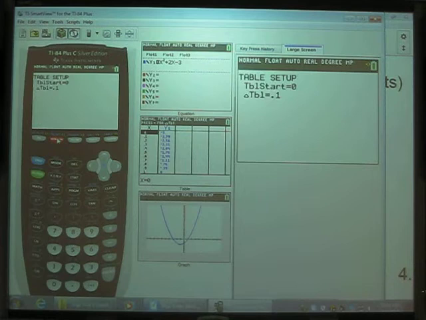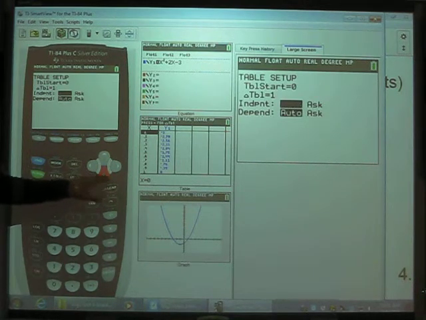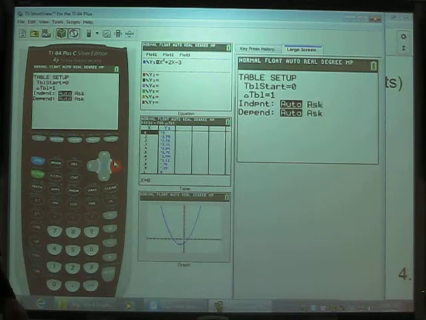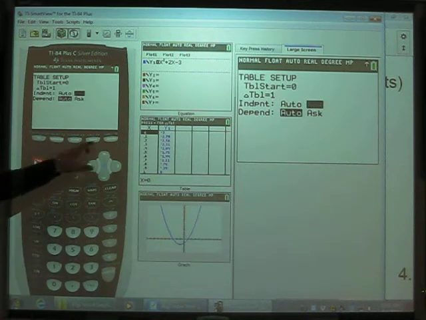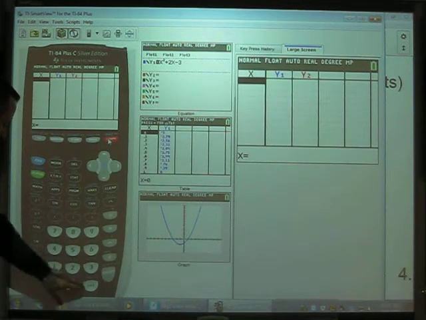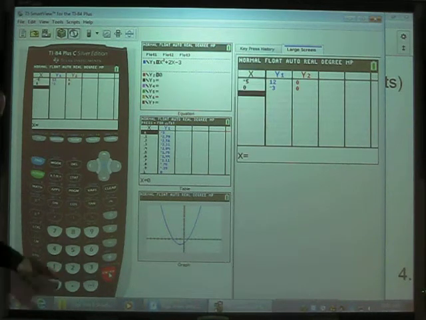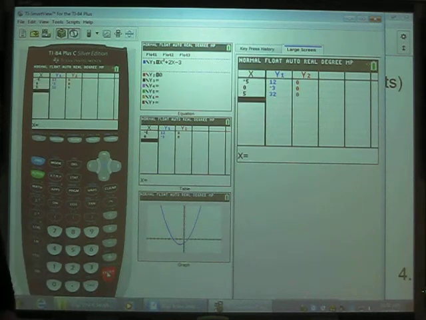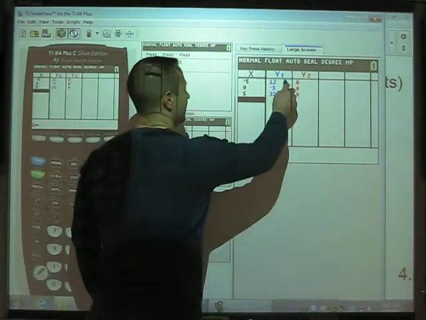Adjust your table. We'll start from 0. We'll put a 1 there. But this time I need you to put the independent on ask so we can put in whatever values we want to. So go to second graph, and notice we can now put the numbers we want in, which were -5, 0, and +5.